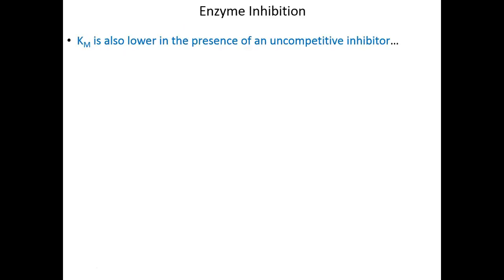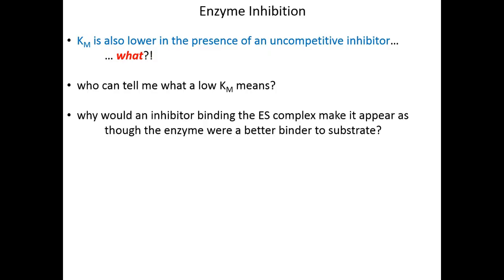Interestingly, Km also goes down in the presence of an uncompetitive inhibitor. Now think about that for a second. That makes no sense. A lower Km value means what? A lower Km value means better substrate binding. Why in the world would an inhibitor binding to an enzyme substrate complex make it appear as though the enzyme were binding to the substrate better?